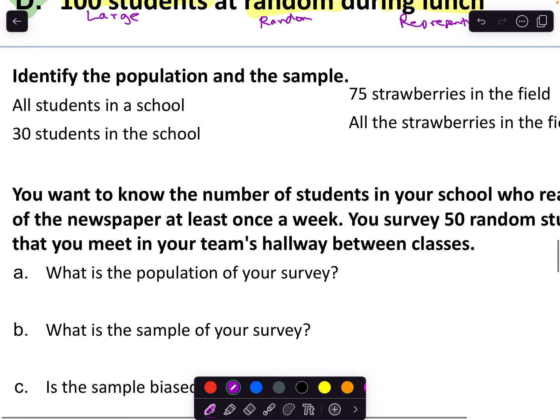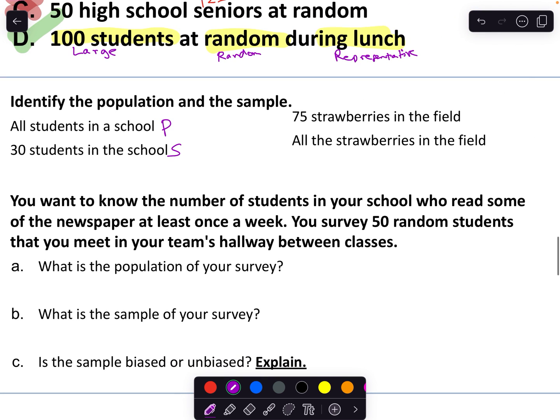Okay, let's keep going down. So first two questions here: identify the population and the sample. All the students in the school, or 30 of those students. Population would be all those students. Sample would be those 30 individual ones. 75 strawberries in the field, or all of them. All of them would be the population. The 75 would be the sample.